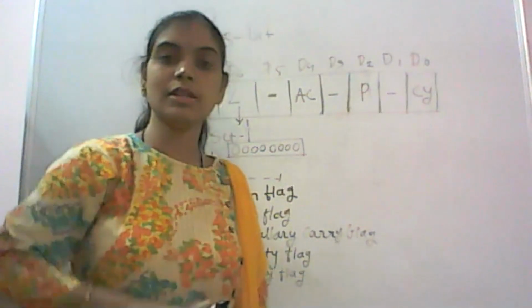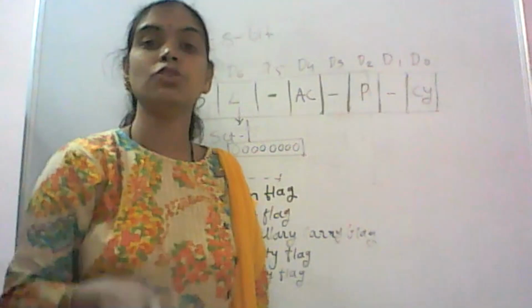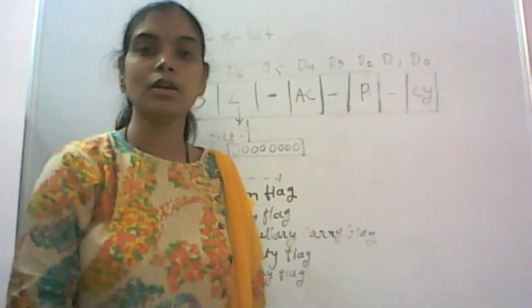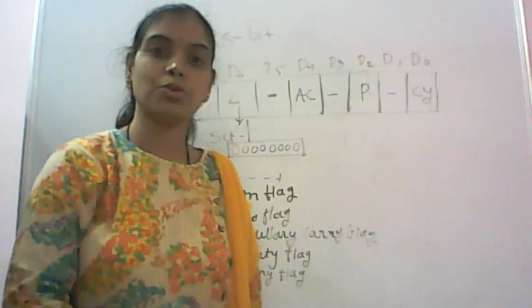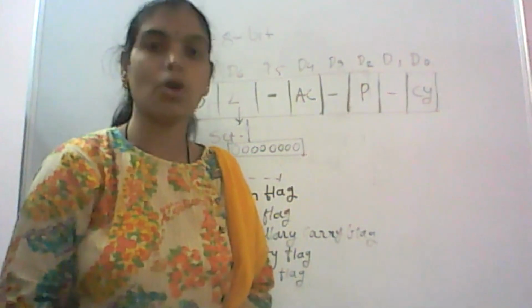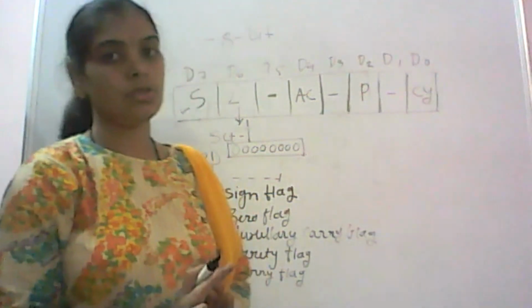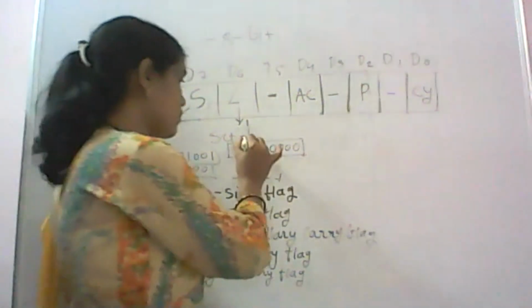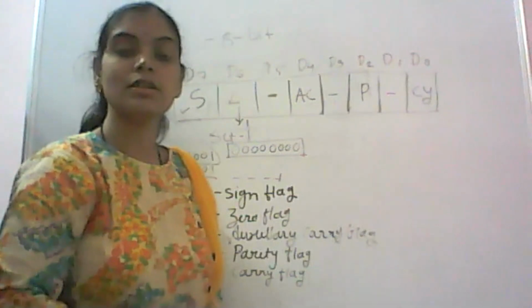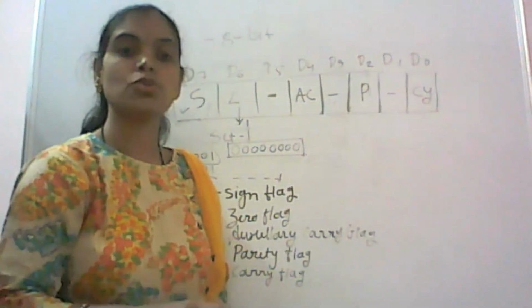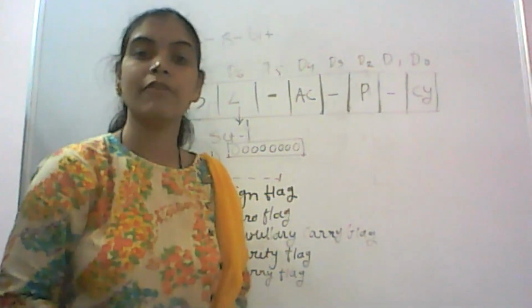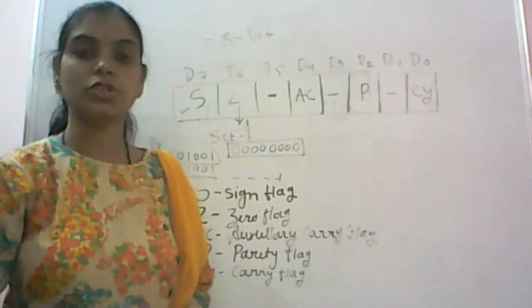If result is 0, that time zero flag is set. रिजल्ट 0 है तभी zero flag set होगा. Otherwise zero flag will be reset, or Z equals 0. Okay, again I am repeating, zero flag कब सेट होगा, जब रिजल्ट 0 है, accumulator stored 0. Otherwise it is reset or 0.